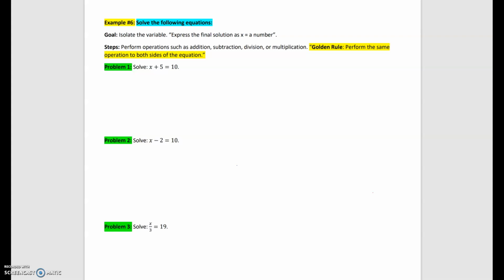When you're solving equations, the main idea behind it is that you're supposed to express your solution as x is equal to a number. And as you perform steps, whatever you do to one side of the equation, you have to do to the other side of the equation, with the main idea of isolating the variable. So let's take a look at the first equation.